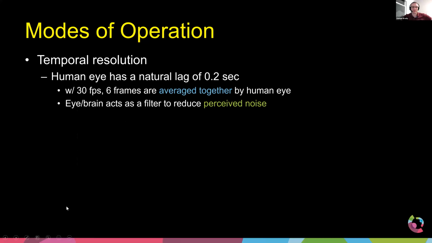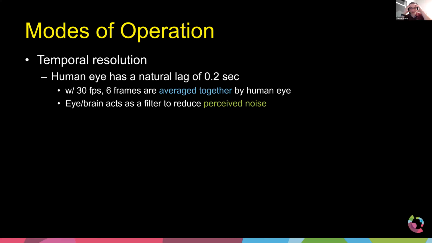So temporal resolution. Our eyes are absolutely amazing. Our human eye has a natural lag of 0.2 seconds. So with 30 frames per second, that means we can collect 6 frames and we average those together. That's how quick our eyes can go, and that's a wonderful thing. So for every 6 frames, we put that together as one in our brain. And so therefore the perceived noise goes down. We're averaging. Our brain is actually doing a filter.